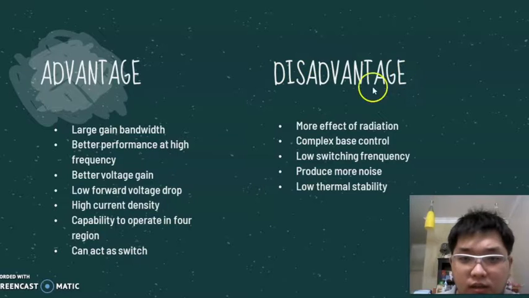The disadvantages of the bipolar junction transistor are that it is more affected by radiation. It has complex phase control, which is very hard to control. It has low switching frequency, it produces more noise, and it has low thermal stability.